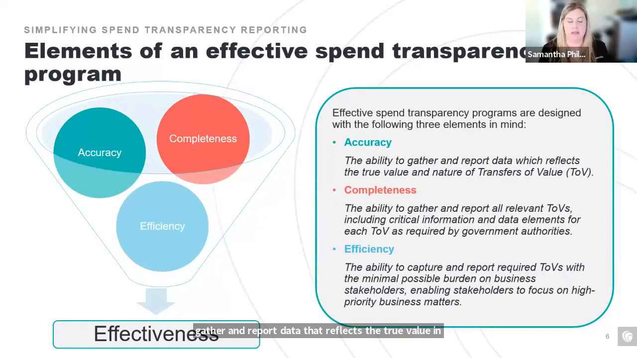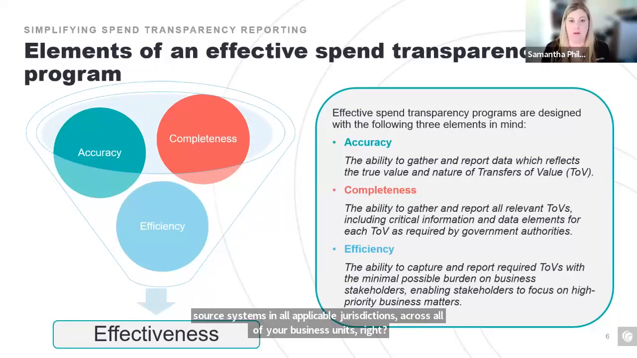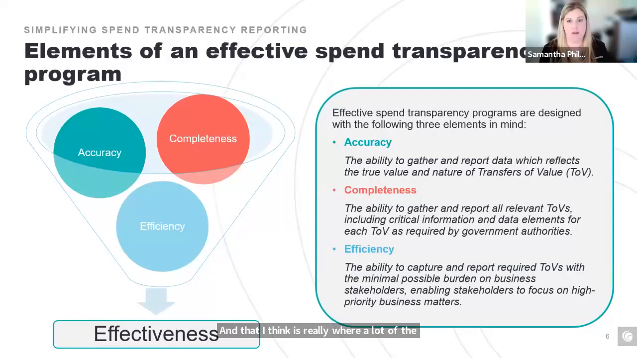The second is completeness, making sure that you're gathering all of the different types and natures of payments, that you're gathering them from all relevant source systems in all applicable jurisdictions across all of your business units, right? And that, I think, is really where a lot of the complexity is, especially for companies that maybe don't have a spend technology solution or dedicated resources. They really struggle with feeling good about the completeness of their reporting.